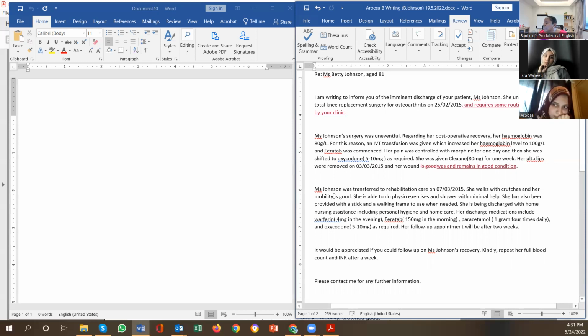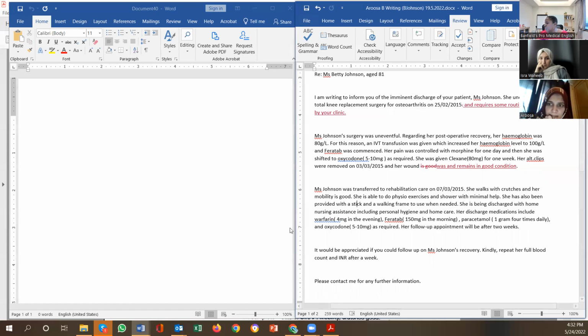Ms. Johnson was transferred to rehab care on 7th of March. She walks with crutches and her mobility is good. She's able to do physio exercises and shower with minimal help. She has also been provided with a stick and a walking frame to use when needed. She's being discharged with home nursing assistance, including personal hygiene and home care.